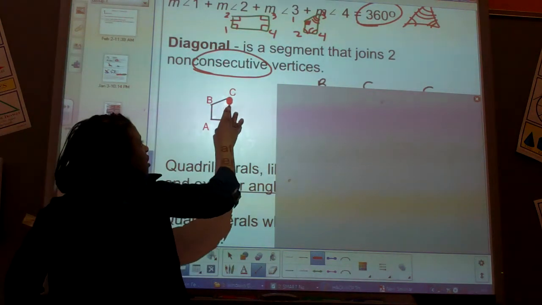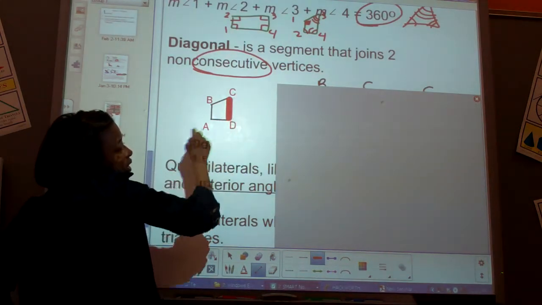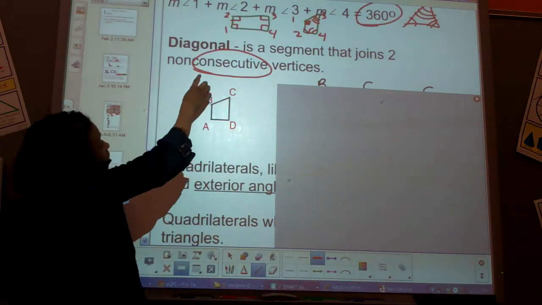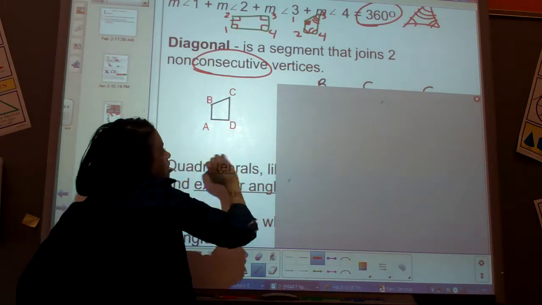Can I join C to D? No, because C is right next to D. So that's actually consecutive, not non-consecutive. So CD does not work.